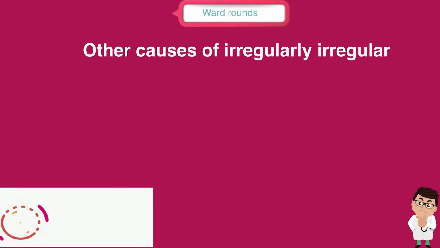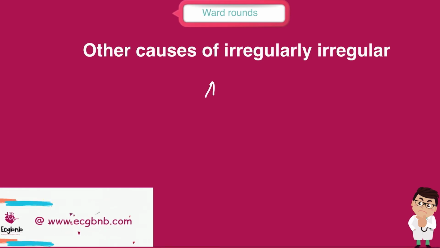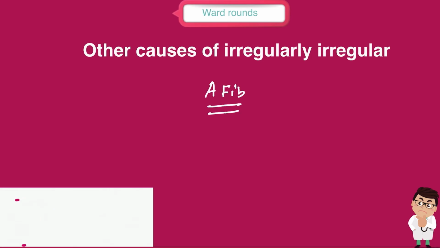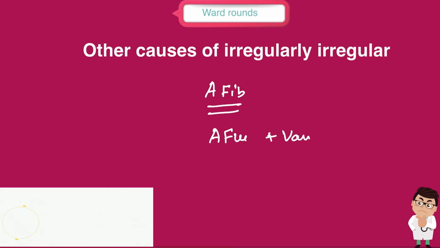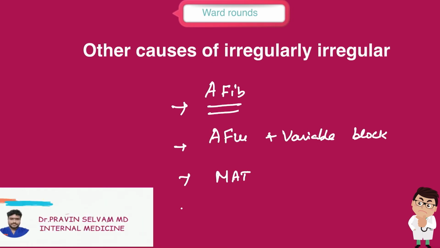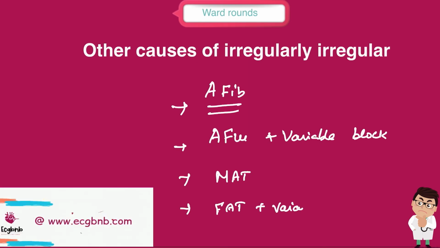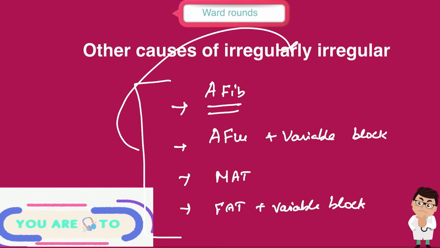Now we will discuss what are the causes of irregular rhythm. The first and most common cause is atrial fibrillation. The second most common cause is atrial flutter with variable block. The third cause is MAT, which is multifocal atrial tachycardia. And the fourth cause is focal atrial tachycardia with variable block. So these are the four most common causes of irregular rhythm and tachycardia.